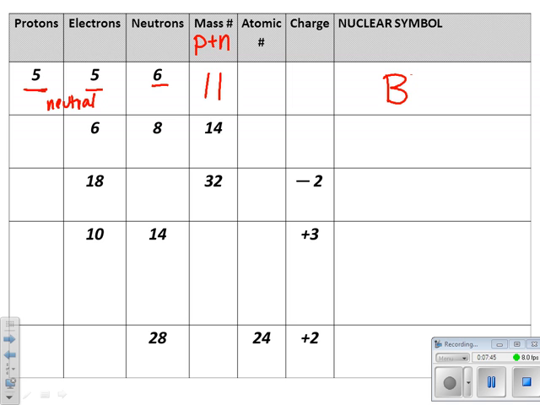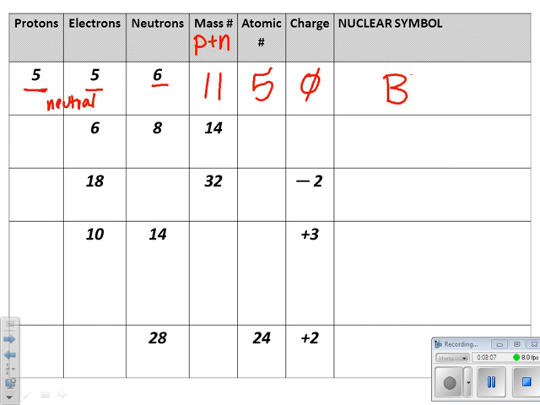What is the atomic number? On the previous slide here, we just said the atomic number is the same as your number of protons. It's just another fancier way, I guess you could say, of saying how many protons do you have. So it's 5. All right, so then it asks for charge. Like we said, we see that it's 5 and 5 for protons and electrons, so it must be neutral. Therefore, we don't have a charge.